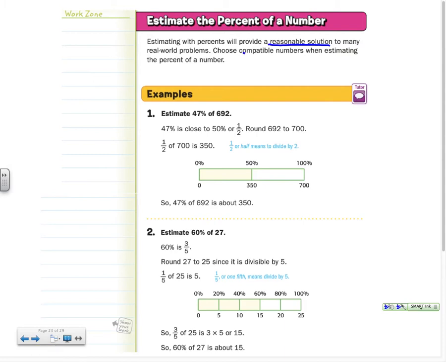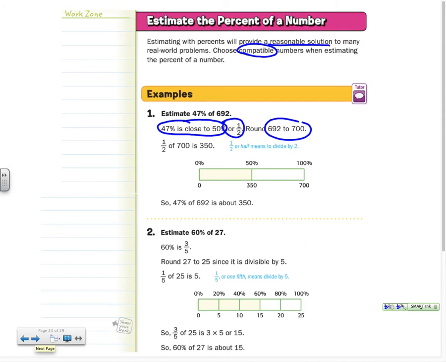We choose compatible numbers. That means we have to find numbers that work well together that are easy to do in our heads. So we choose compatible numbers when estimating the percent of a number. So let's look at our first example. Estimate 47% of 692. So let's look at 47%. It's close to 50%, and we know 50% is 1/2. And then we're going to round 692 to 700 because that's pretty close to 700.